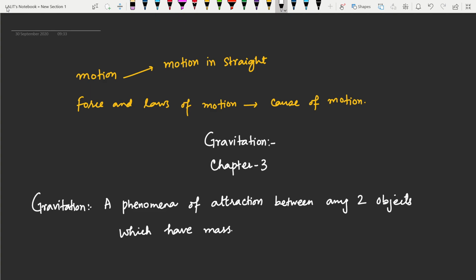The objects may be terrestrial, means the objects may be on the Earth, or it can be celestial also. Celestial means outer space objects such as stars, planets, satellites, etc. The objects can be of any shape, any size or different mass. The simple concept is: a phenomena of attraction between any two objects which have mass is called gravitation.